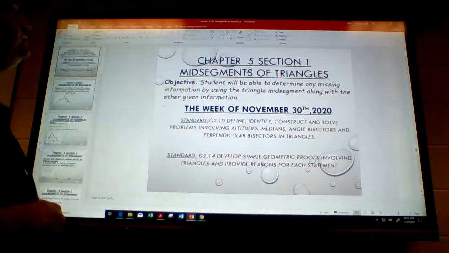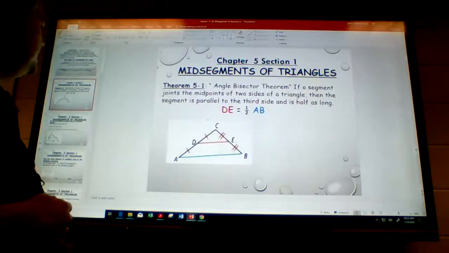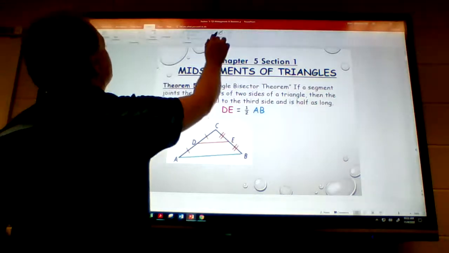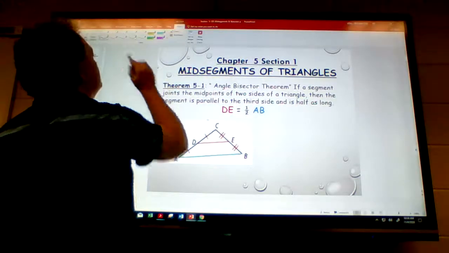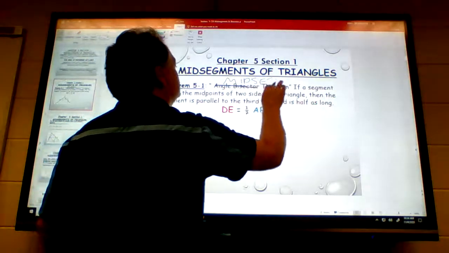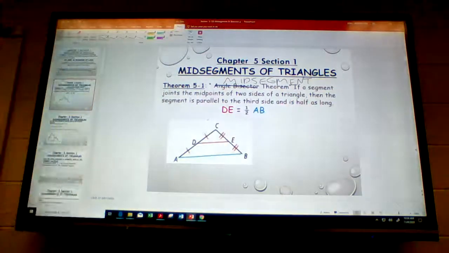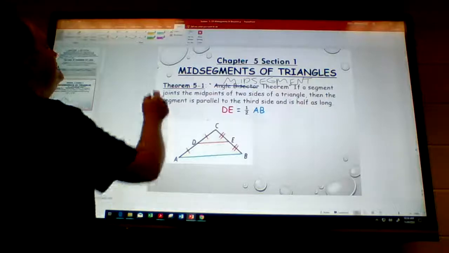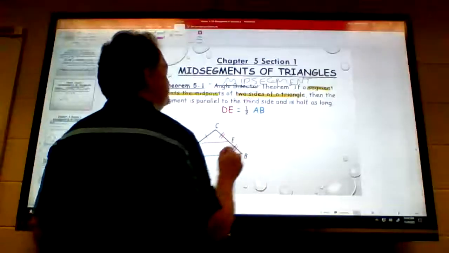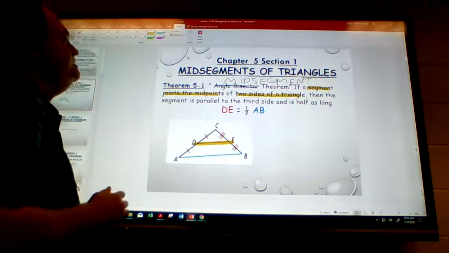Okay, so section 5.1 is mid-segments of triangles. Now, here's how a mid-segment works. That is the wrong wording there, so I'm going to cross that off and put mid-segment. That was a typo, oops. It basically says that it's a segment that joins the midpoints of two sides of a triangle. So right there is an example of a midsegment. DE is a midsegment.